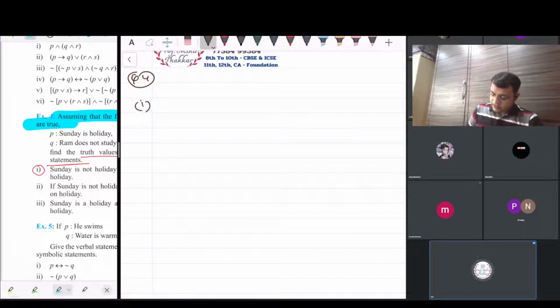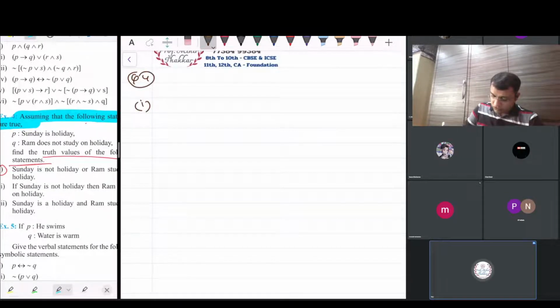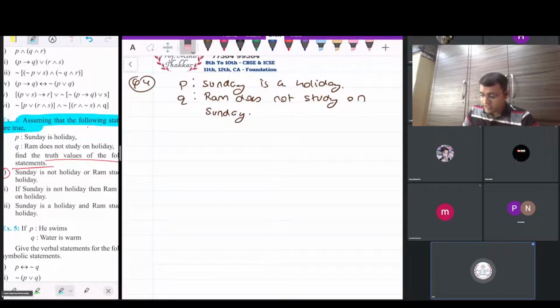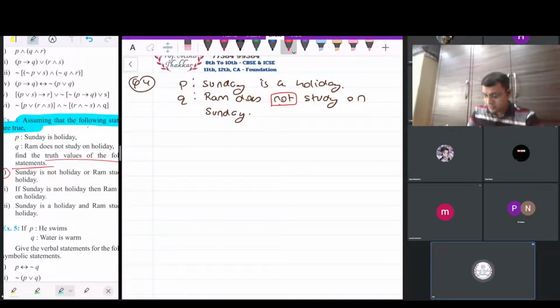The first one, it says that, okay, what is P? P is Sunday is a holiday. And Q is that Ram does not study on Sunday. Okay. So now one thing you should observe over here, guys. He has purposely put this not in Q, which we generally don't do, but he has given to us like that. So we will have to consider it in the same manner.